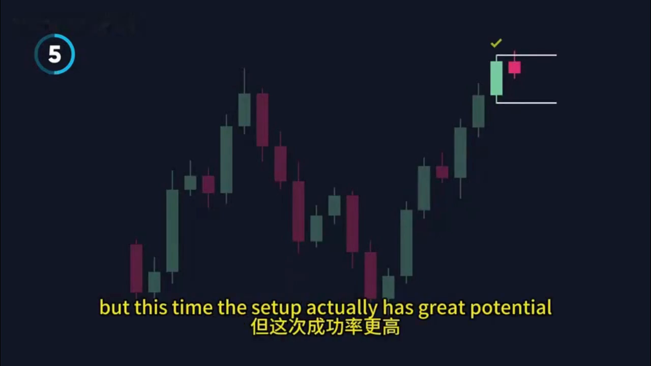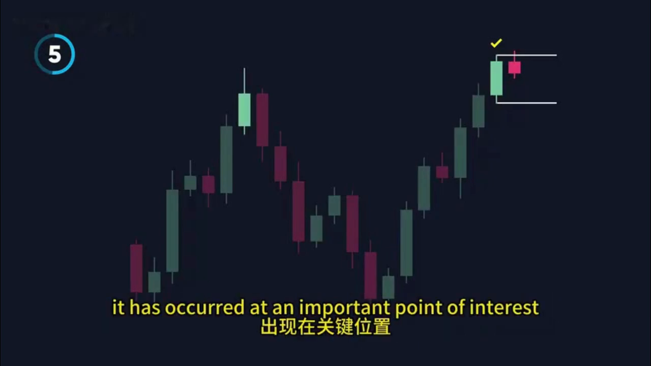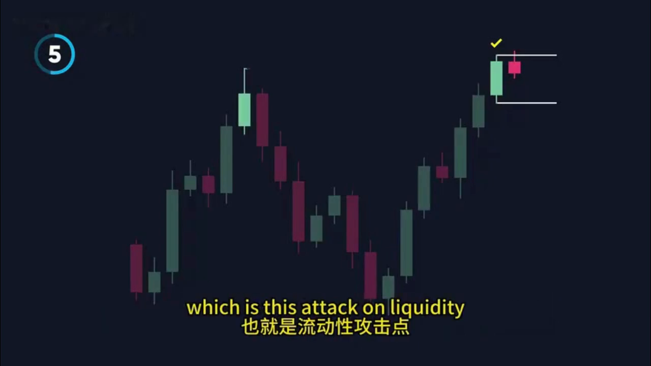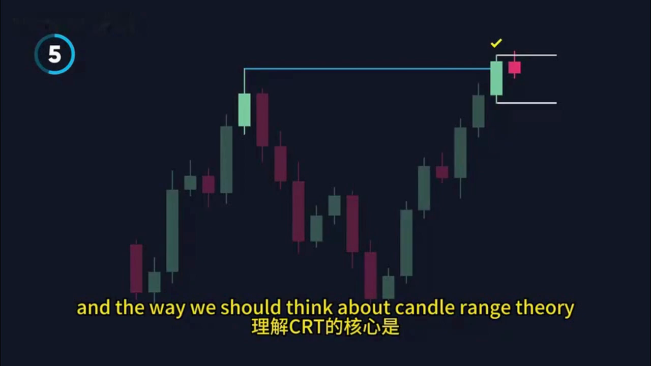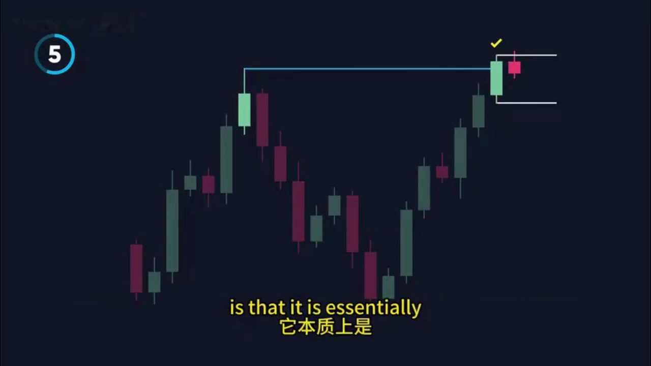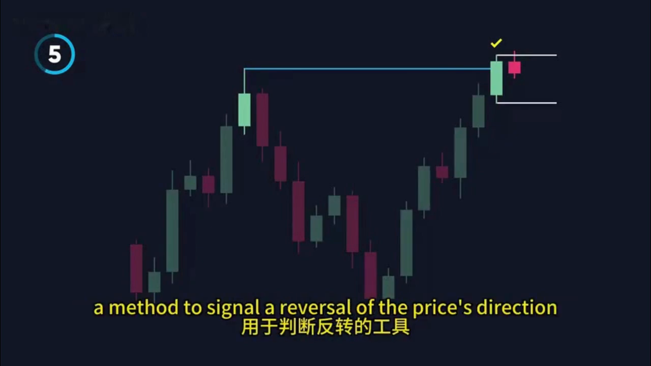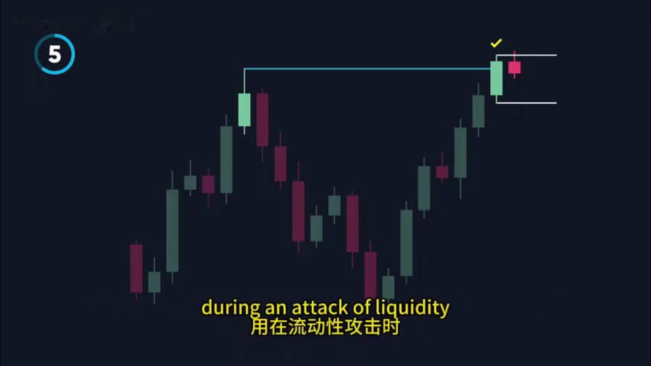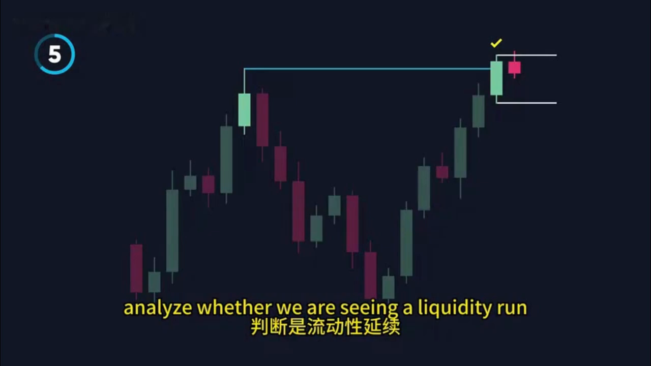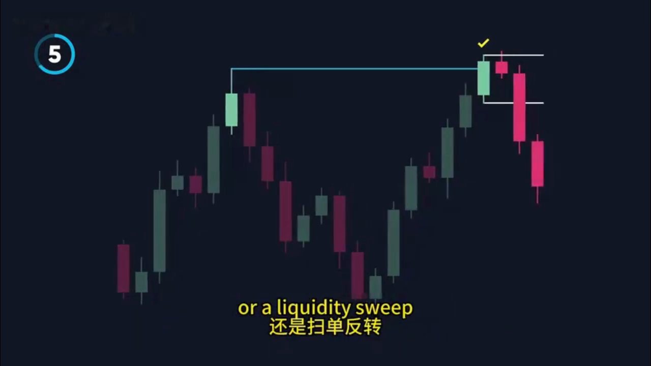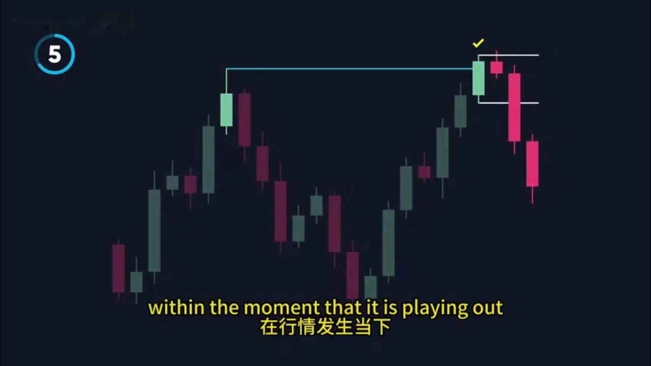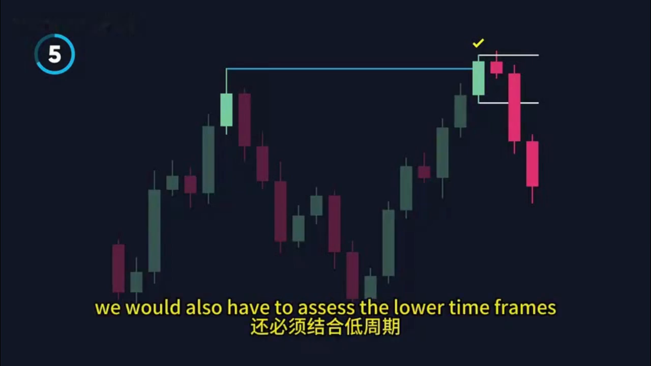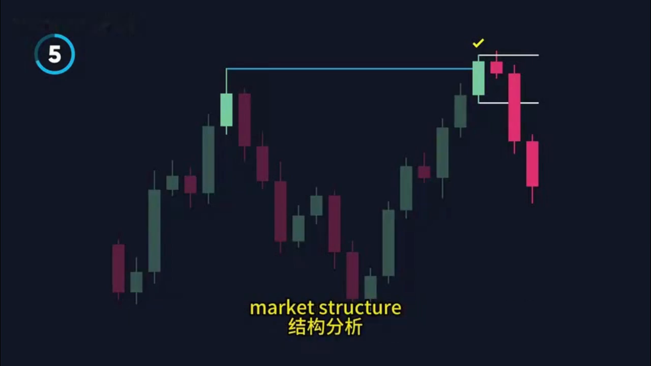But this time, the setup actually has great potential because it has occurred at an important point of interest, which is this attack on liquidity. And the way we should think about candle range theory is that it is essentially a method to signal a reversal of the price's direction, which makes it a great tool to use during an attack of liquidity because it can help us analyze whether we are seeing a liquidity run or a liquidity sweep within the moment that it is playing out. But keep in mind, we would also have to assess the lower time frame's market structure to really have an understanding of what the market is wanting to do.